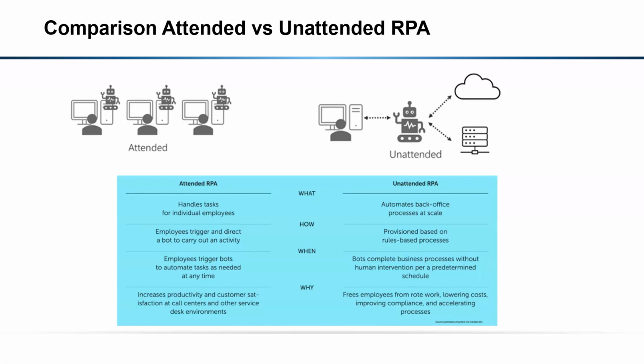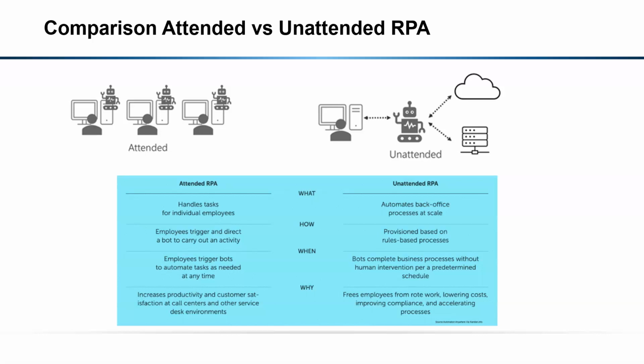In the case of unattended RPA, it automates back office tasks at scale, provisioned based on rule-based processes, and bots complete business processes without human intervention per a predetermined schedule. You can schedule it every day at 6 o'clock in the morning, and have the bot run, check the emails and update certain things. It frees up employees from routine work, lowers cost, improves compliance and accelerates processes.